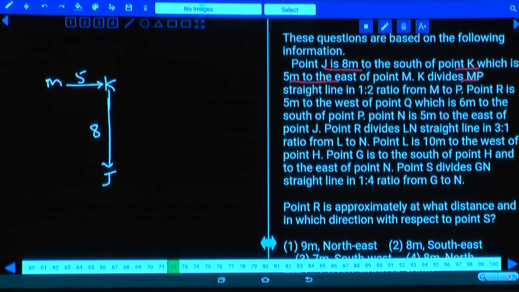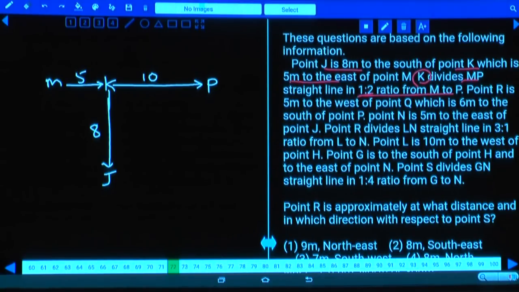K divides the straight line MP in the ratio 1 is to 2. M to K is 1 part and K to P is 2 parts. The distance between K and P is 10, only then will the ratio be 1 is to 2. Are you following this or not? K divides the line MP in the ratio of 5 and 10, which is nothing but 1 is to 2.